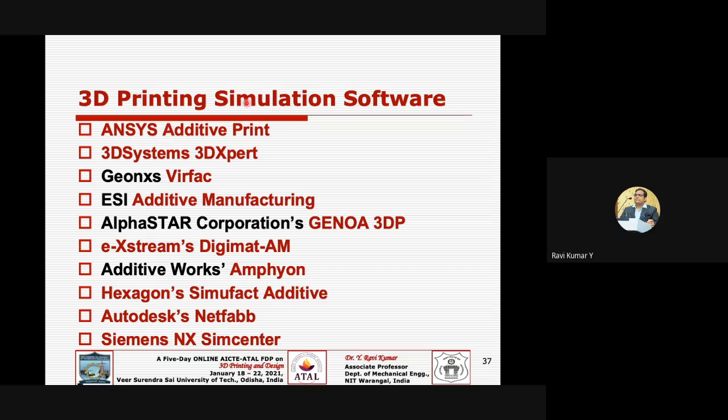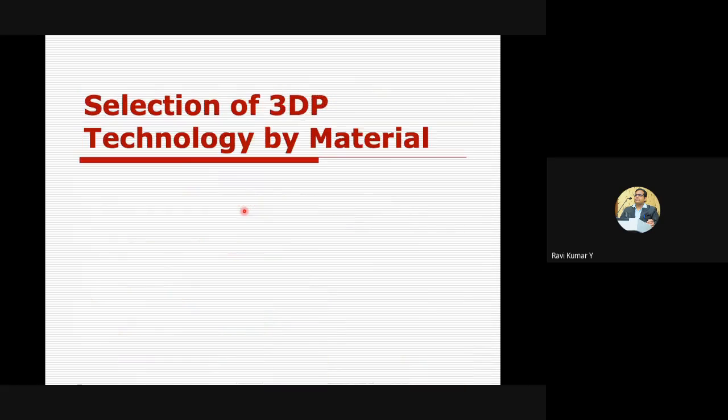And these are some of the simulation tools available: ANSYS Additive Print. Nowadays, even CAE packages are coming out with add-on modules exclusively dedicated for additive manufacturing or 3D printing simulations, from ANSYS or 3D Systems, 3D Expert, and you have DigiMat, and you have Netfabb from Autodesk. To some extent, it will work. And Hexagon Simufact Additive and Siemens NX Simcenter. These are some of the simulation tools or software available for 3D printing.